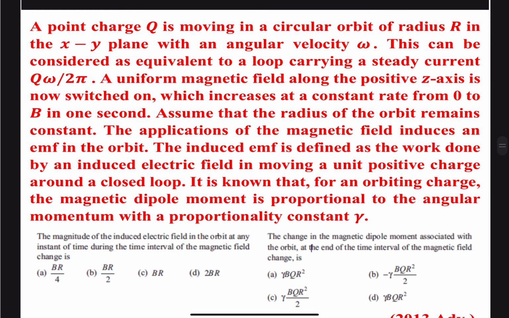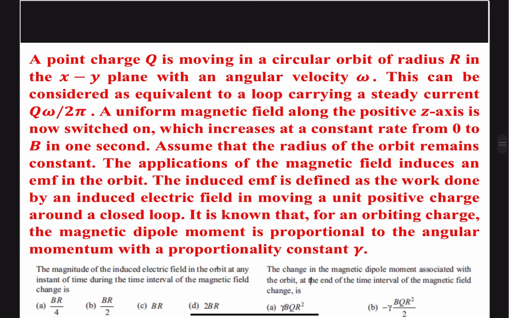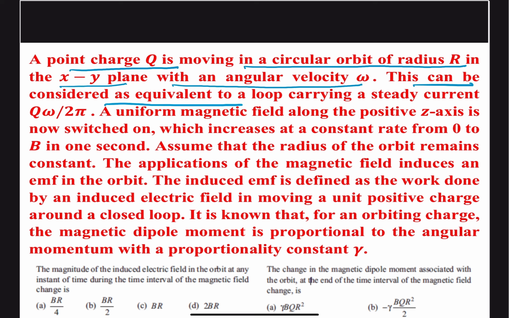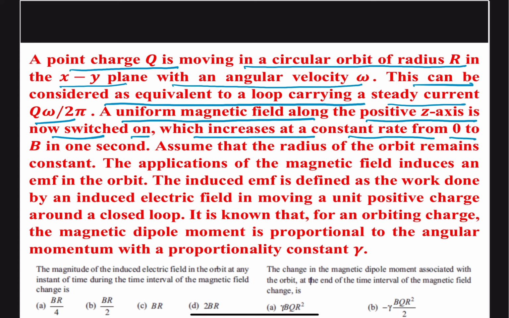Let us do the next question. It was also asked in 2013 Advanced. So here a point charge Q is moving in a circular orbit of radius r in the xy plane with an angular velocity omega. This can be considered as equivalent to a loop carrying a steady current of Q omega upon 2 pi. A uniform magnetic field along the positive z axis is now switched on, which increases at a constant rate from 0 to B in 1 second. Assume that the radius of orbit remains constant.